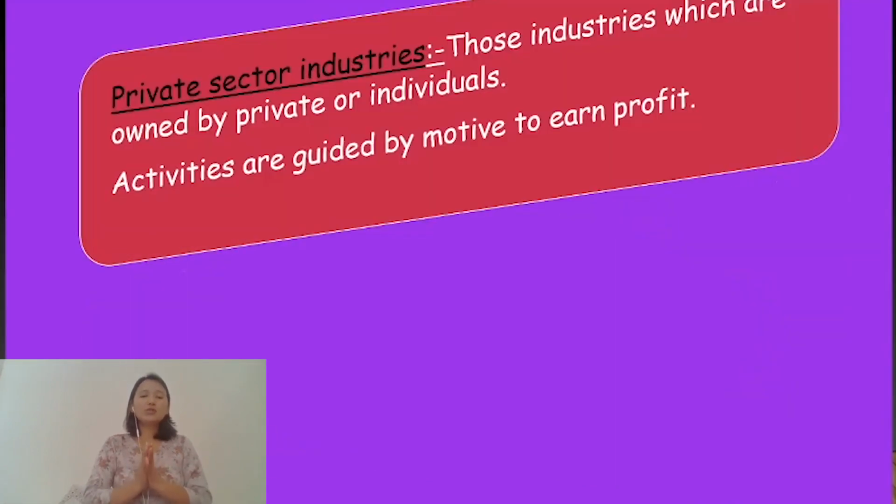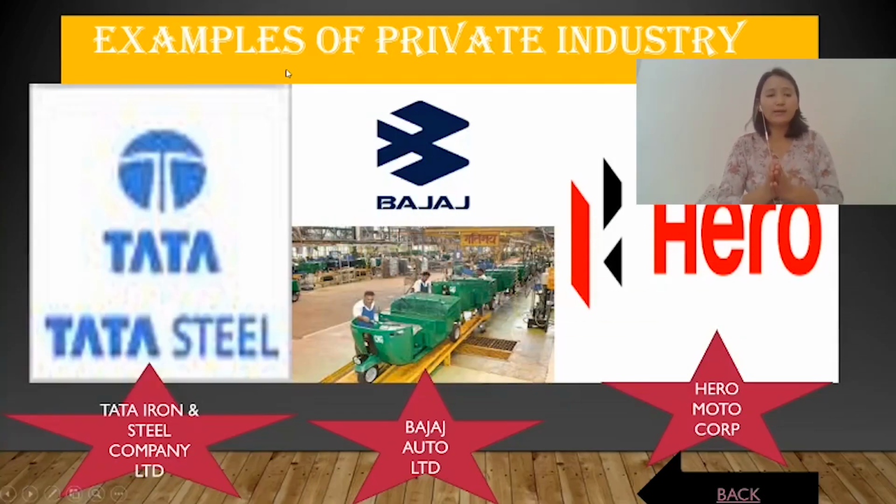Private sector industries are those industries which are owned by a private individual. In this industry, the activities are carried out or the goods are manufactured to earn profit. Some examples of private sector industry in India are Tata Steel Company. Tata Steel Company was previously called Tata Iron and Steel Company Limited, TISCO. And this Tata Steel Company produces iron and steel in very large quantities in India as well as in other countries also.